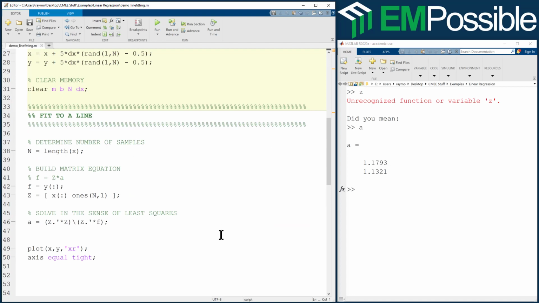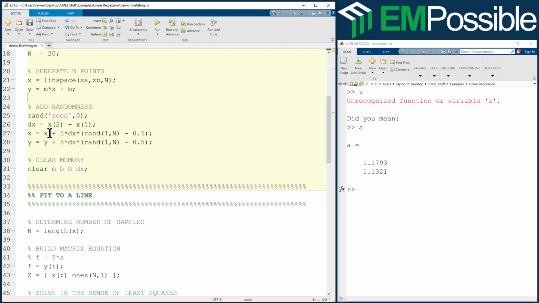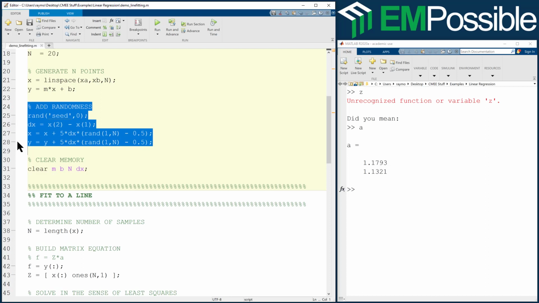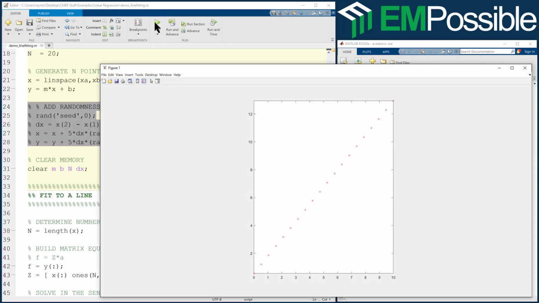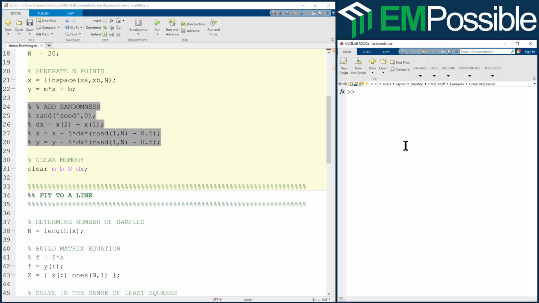Well, a great way to know if we're correct is to go turn off the noise. So what if we just commented this whole section out? Now we should get exactly 1.24 and 0.55. And let's look at A. And we got that. So this means our code is working.